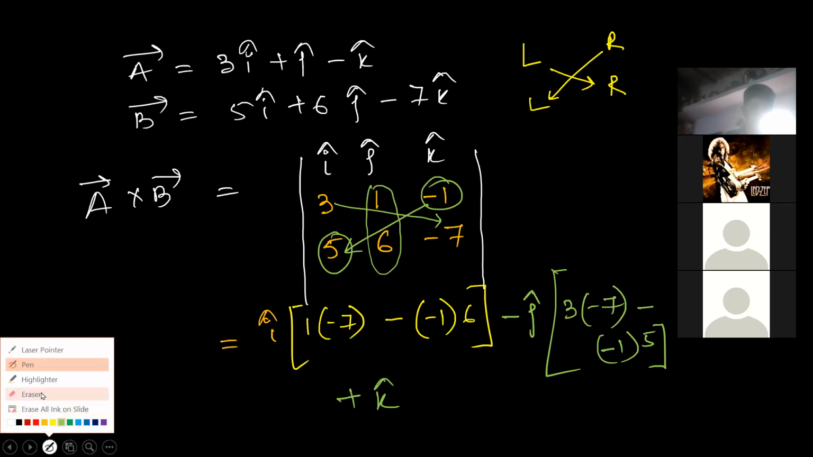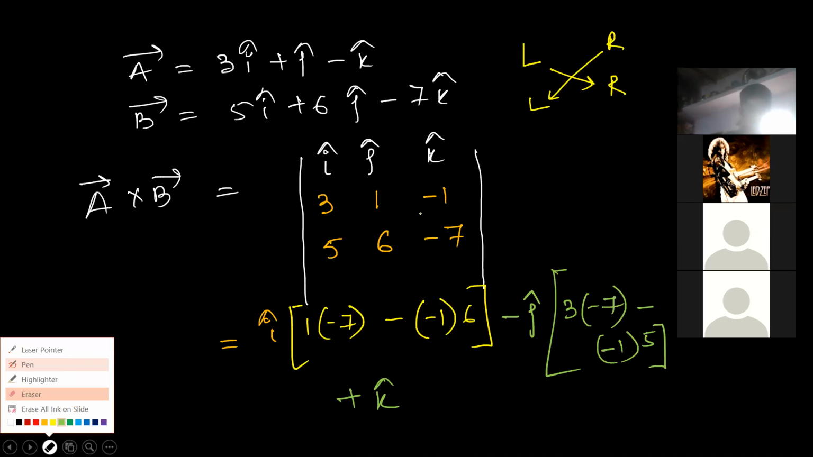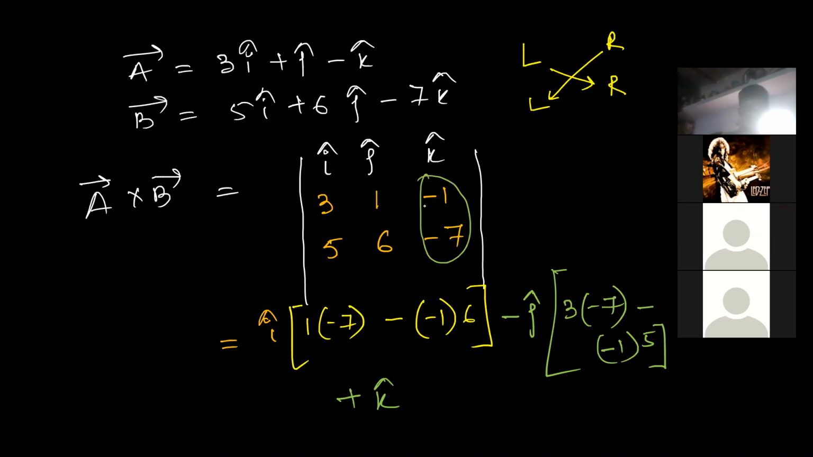Now we are going to calculate for the case of k cap itself. For the case of k cap, we will hide the column of k cap itself. Now we will multiply 3 and 6. So 3 into 6 minus 1 multiplied by 5. In this way, the total multiplication process should be done.